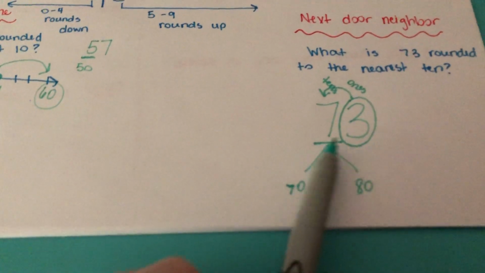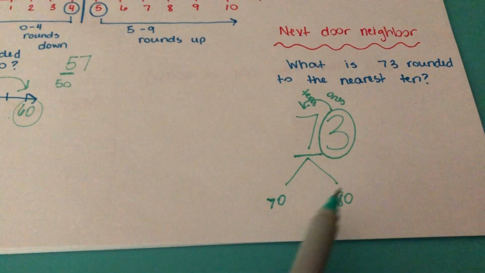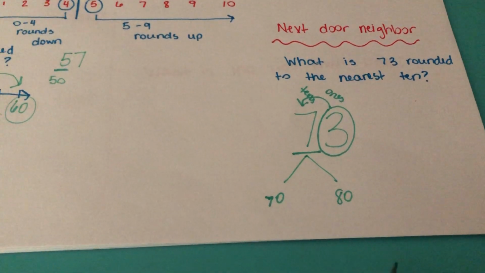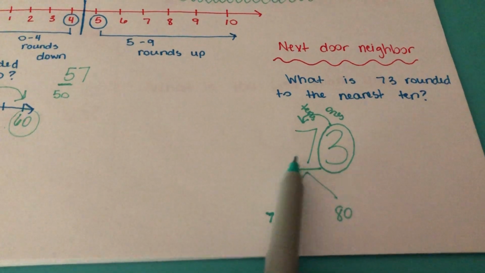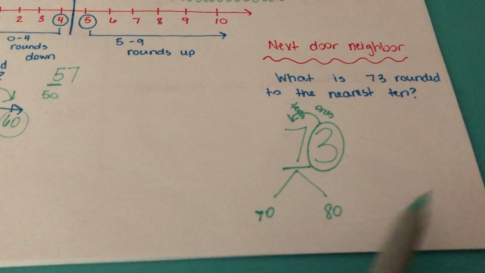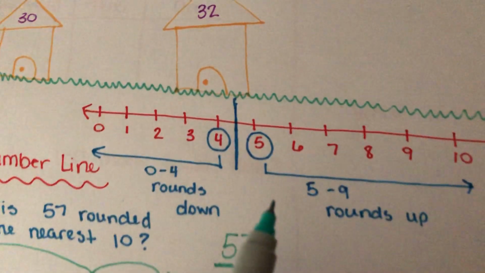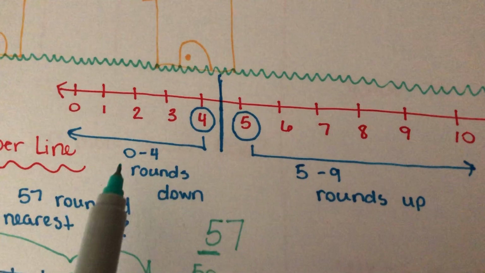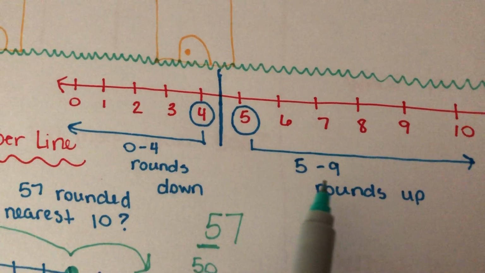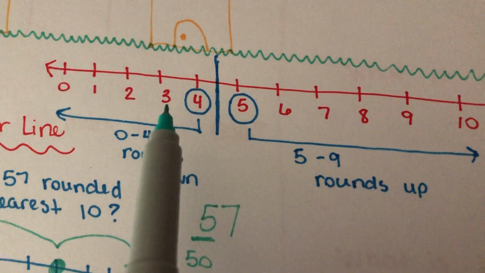So moving back over here, we took a look. We said, okay, we know that the value of 7 is 70, and we know that 10 more than 70 is 80. Does this 3 make the 7 go down, or does this 3 make the 7 round up to 80? Let's go up to our number line and take a look. So we're looking for the number 3. We know that 0 through 4 rounds down and 5 through 9 rounds up. Where is my 3? There's my 3.